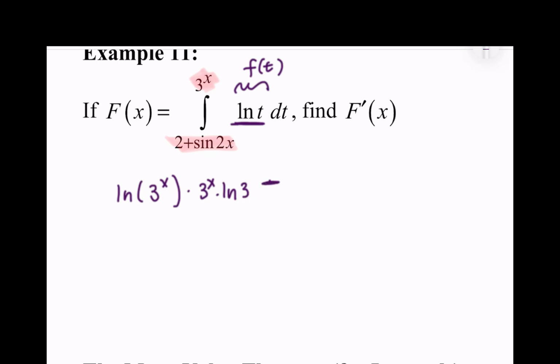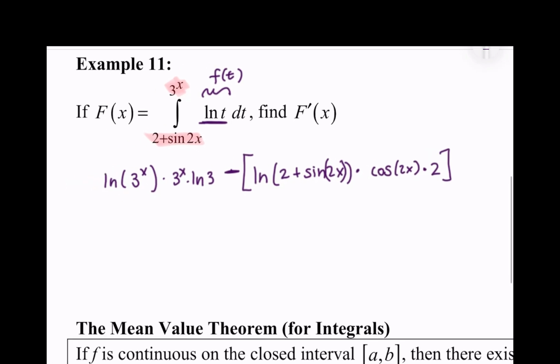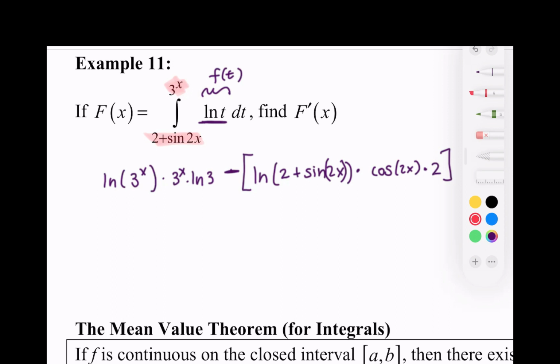And then minus. I always want to be careful. I'm going to use brackets to make sure I get everything in there. So now ln, and I'll plug in my lower bound, so 2 plus sine of 2x. And then chain rule, times the derivative on the inside is going to be cosine of 2x times 2. So I kind of had to do a double chain rule right there, since I had a function inside of my function.